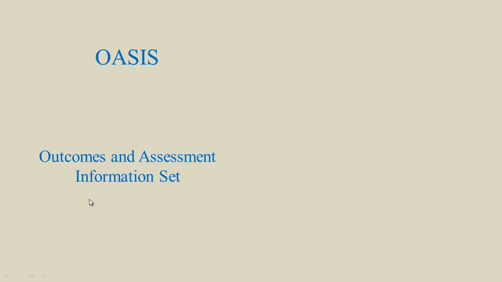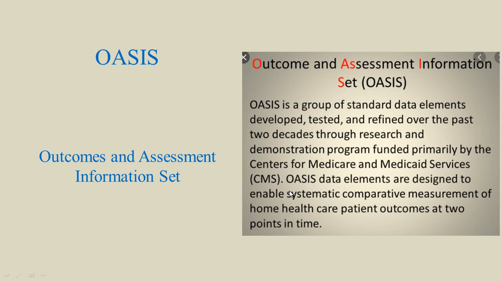OASIS, Outcome and Assessment Information Set. OASIS is a group of standard data elements developed, tested, and refined over the past 2 decades through research and demonstration programs funded primarily by the Centers for Medicare and Medicaid Services (CMS). OASIS data elements are designed to enable systematic, comparative measurement of home health care patient outcomes at 2 points in time.